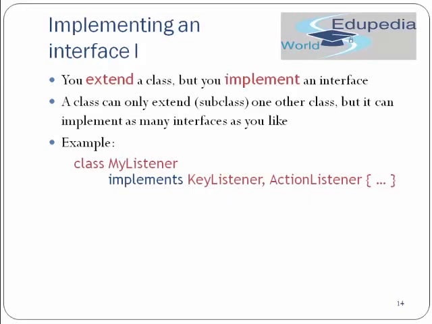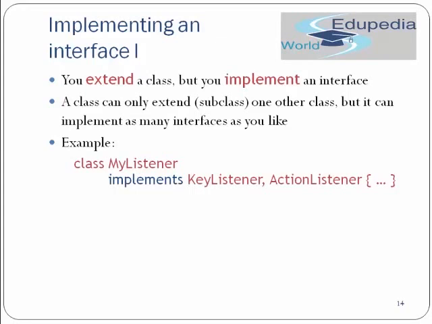Okay, so implementing an interface. You extend a class, but you implement an interface. Whenever you're using an abstract class, you extend that abstract class. But whenever you want to utilize an interface, you always use the keyword implements. A class can only extend one other class, but it can implement as many interfaces as you like.